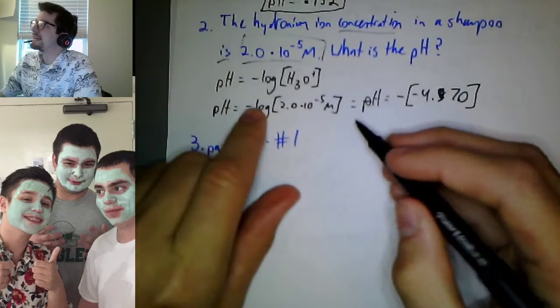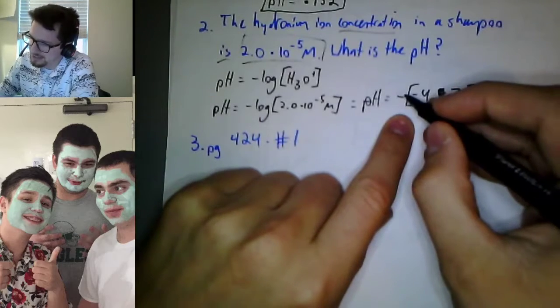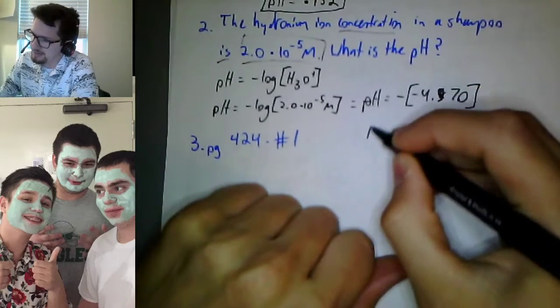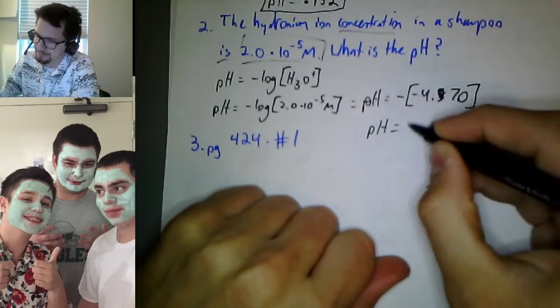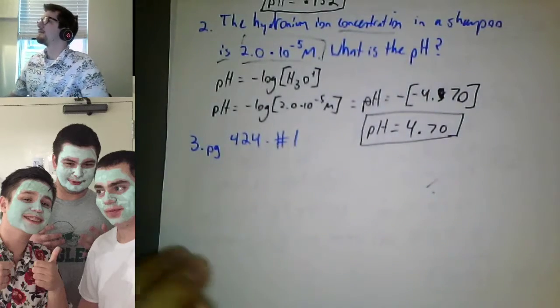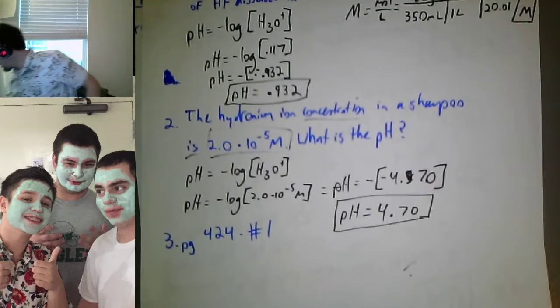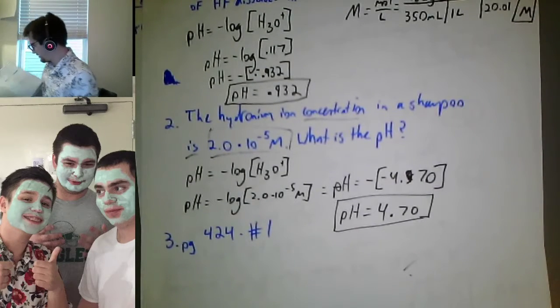Notice how I didn't type this negative into the calculator. I don't think you should either. What happens to these two negatives? They cancel out, so my pH ends up equaling positive 4.70. Hopefully this clarifies a little bit more of what you're supposed to do. I wasn't planning on doing the book problem on here, but I will.